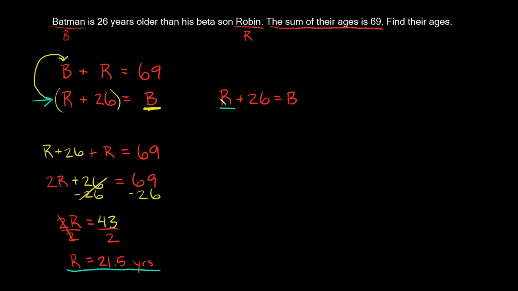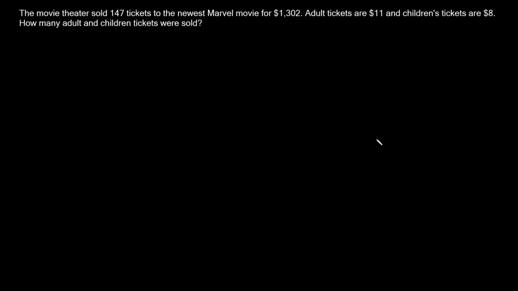Okay, but now we know what R is equal to, right? It's equal to 21.5. So let's plug in 21.5 for R. And then the rest of our equation right here is plus 26 is equal to B, okay? So 21.5 plus 26 is equal to 47.5. So 47.5 is equal to B. Okay, so now we just found Batman's age, right? 47.5 years old. Okay, so hopefully that wasn't too bad. Let's try one more example.